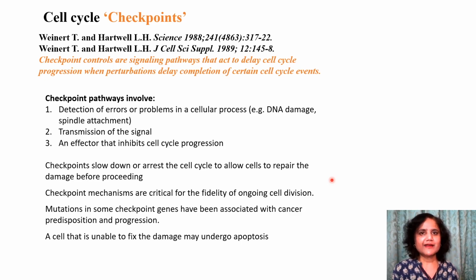Checkpoint mechanisms are critical for the fidelity of ongoing cell division, and mutations in some of these checkpoint genes have been associated with cancer predisposition and also with cancer progression. Also, a cell which is unable to fix the damage may undergo cell death by apoptosis.